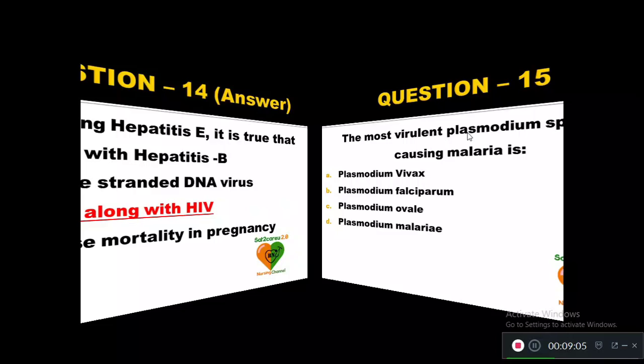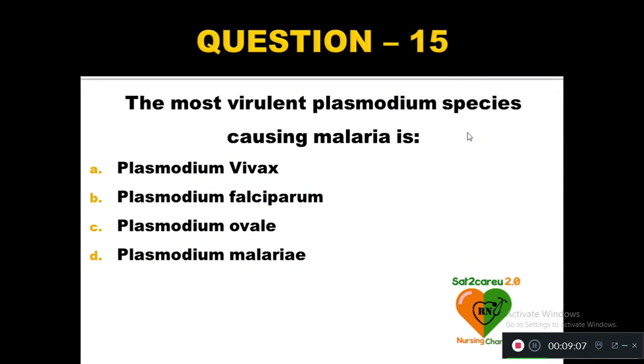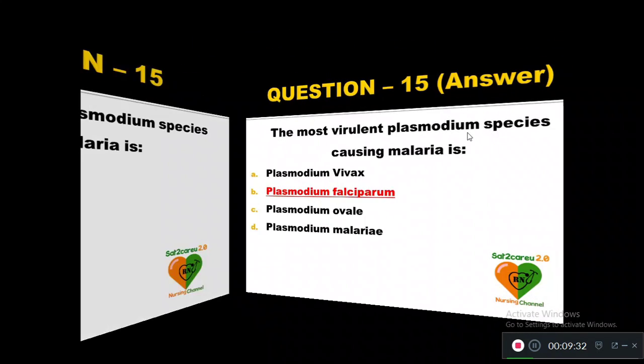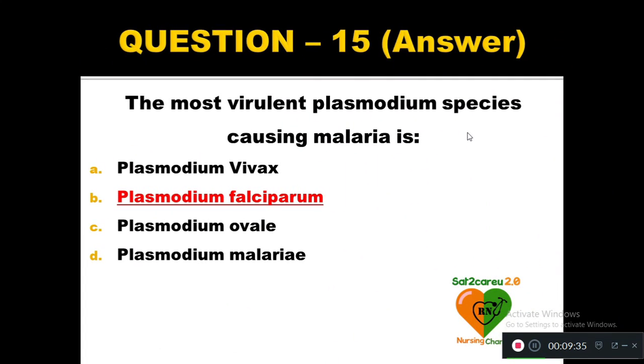Question number 15. The most virulent plasmodium species causing malaria is option A, Plasmodium vivax, B, Plasmodium falciparum, C, Plasmodium ovale, and D is Plasmodium malariae. The most virulent Plasmodium species causing malaria. The right answer is option B, Plasmodium falciparum.